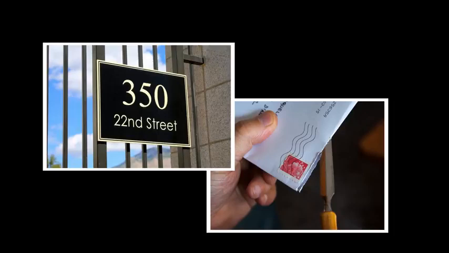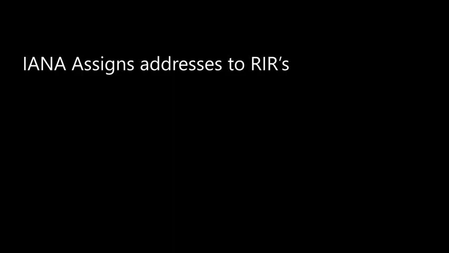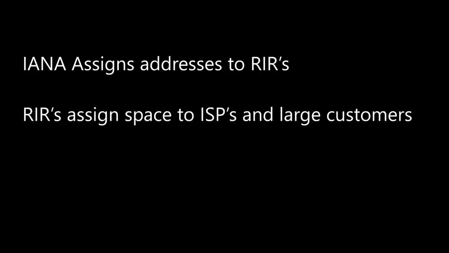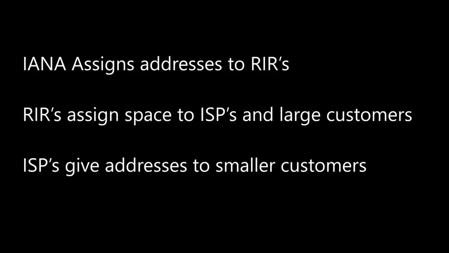IP addresses are managed by an organization called the Internet Assigned Numbers Authority. They give large blocks of addresses to sub-organizations around the world called regional internet registries. Each RIR has a different name. The one that we use here in Australia is called the Asia Pacific Network Information Center, or APNIC. The RIRs then assign blocks of IP space either directly to you, if you're a large enough customer, or they'll also assign blocks to internet providers. Then ISPs, the internet providers, will give some of their space to the smaller customers.